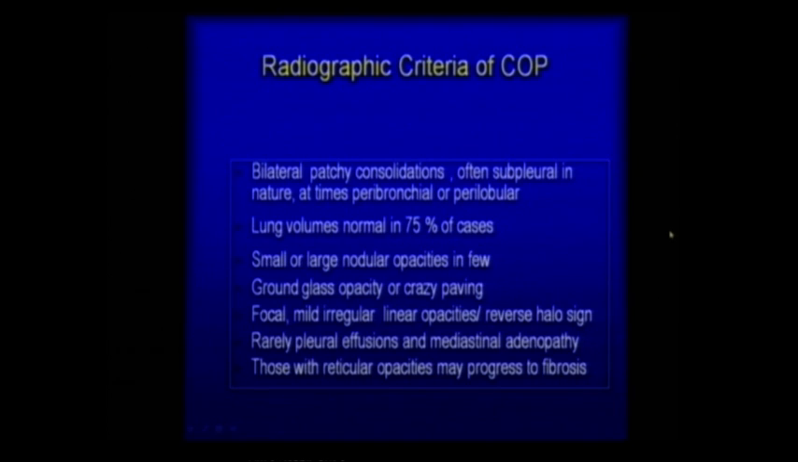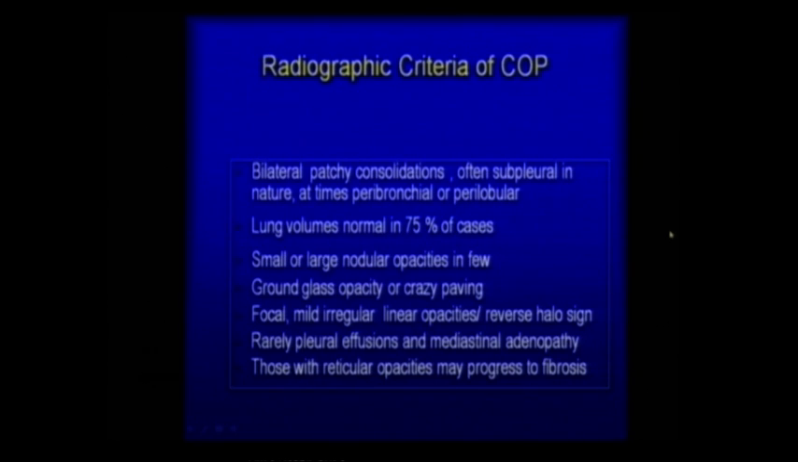Bilateral patchy consolidations, often subpleural in nature, but at times peribronchial or perilobular too. Lung volumes are mostly normal. Rarely you find small or large nodular opacities. You get ground glass opacity associated with septal thickening, which causes the crazy paving. You also get something called the reverse halo sign, that is, instead of the normal halo where the less dense portion is in the periphery, here, otherwise called the atoll sign, you get a hazy part in the center with a sharp border. That is called the reverse halo sign.